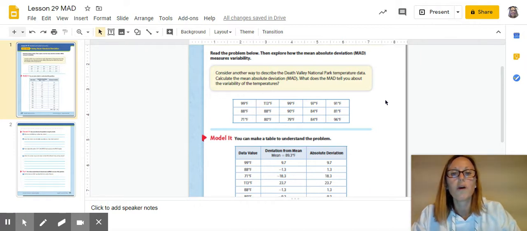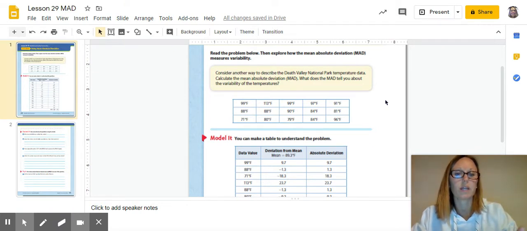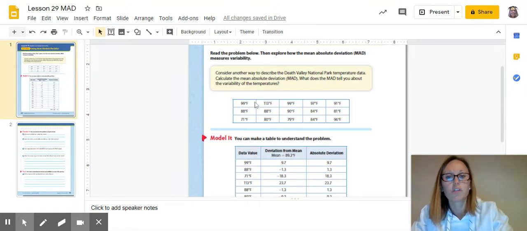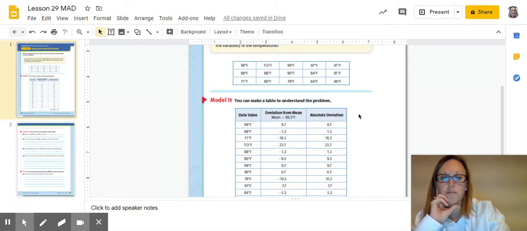The mean absolute deviation is the difference from the data to the mean. So remember, when you find the mean of a set of data, you add all of the numbers up and then you divide by how many numbers you have. Looking at this table, I see that I have 5 numbers across and 3 rows, so I know that I have 15 numbers. I would add up every single one of these numbers: 99 plus 113 plus 99, and I keep going, adding up each one of these numbers, and then I divide it by 15. And it tells us that you can make a table to find the absolute deviation.